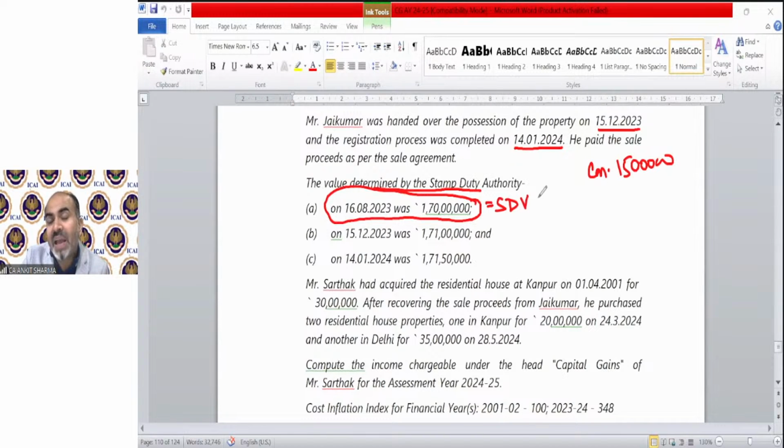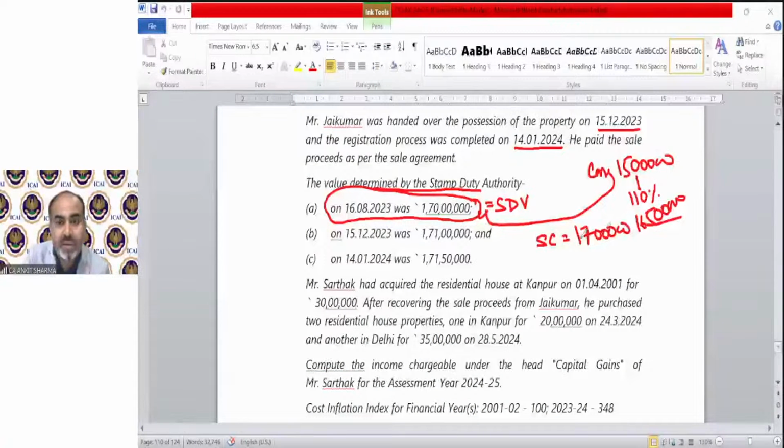And this exceeds 110% of consideration. What is 110% of consideration? That means 10% more of this, 1 crore 65 lakh. And the stamp duty value is 170. So this is higher than this. So whichever is higher we need to take. So the sale consideration will be in this case 1 crore 70 lakh.